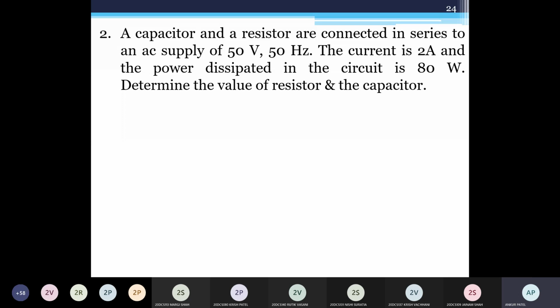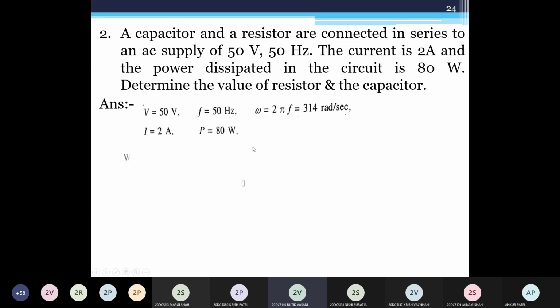You can find out resistor. P is equal to I square into R. P is given, I is given, so you'll get the R. What are you getting for resistance? Sir, 20 ohm. 20 ohm. Impedance? 25 ohm. Yes, we are checking: 20 ohm, 25 ohm. Now what we'll do for this capacitor?